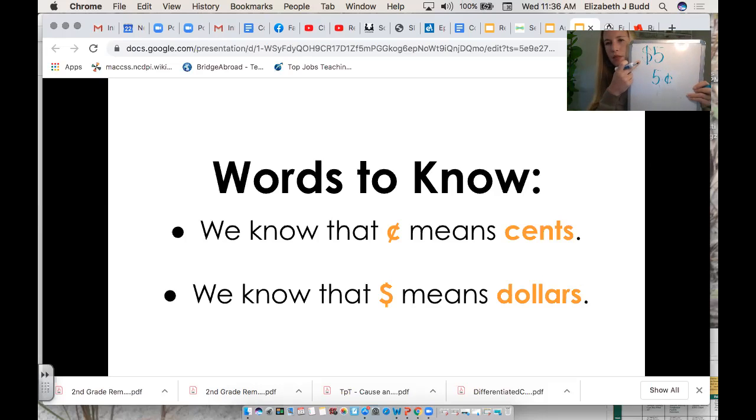For the $5, I'm using the dollar sign, and for the 5 cents, I'm using the cent sign. What's the difference though? What do you notice that's different about these two ways that I wrote the amount? I agree with you. The main difference is that the dollar sign comes before the actual money amount, and then the cent sign comes after. This is always going to be true. So please make sure that when you're writing dollars, the dollar sign goes before. When you're writing cents, the cent sign goes after. That's very important to notice.